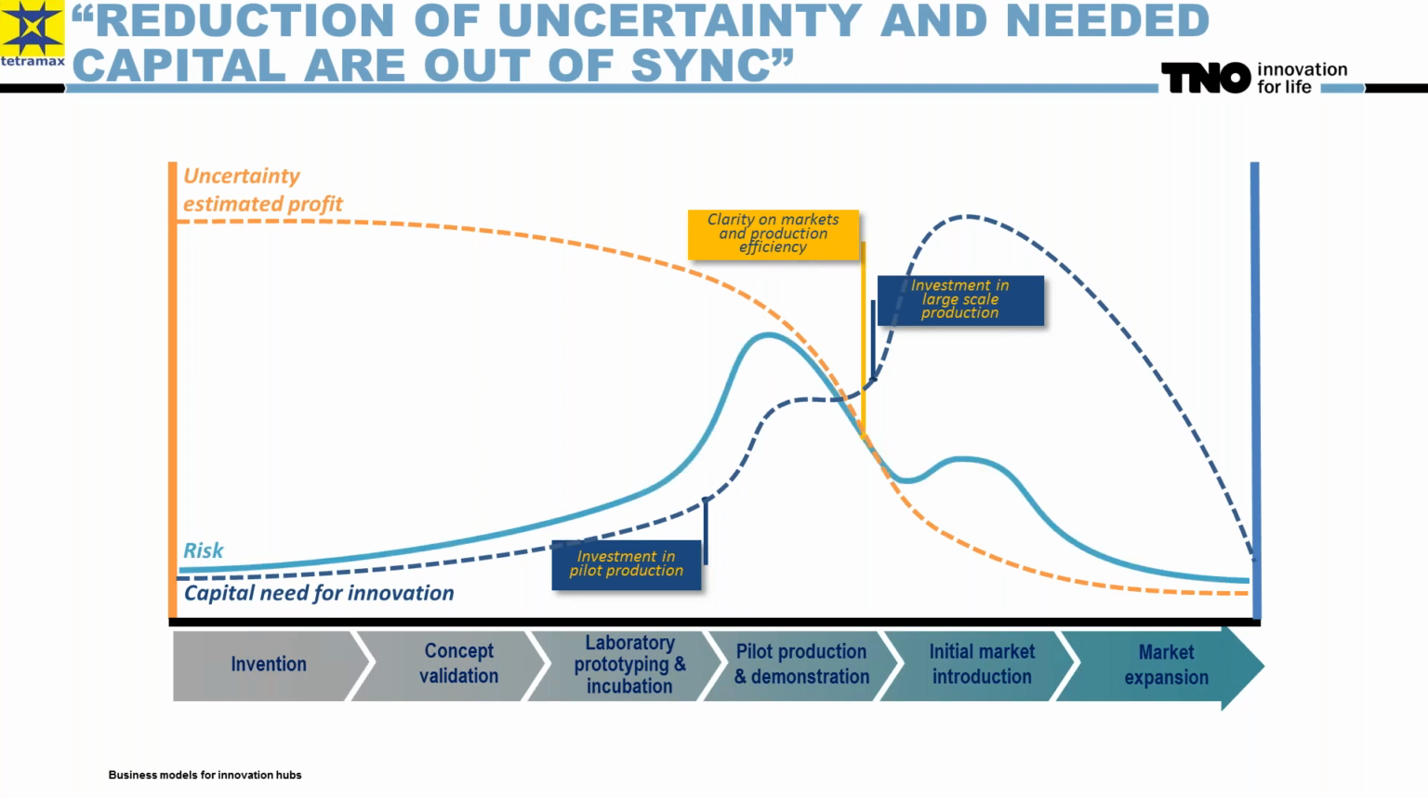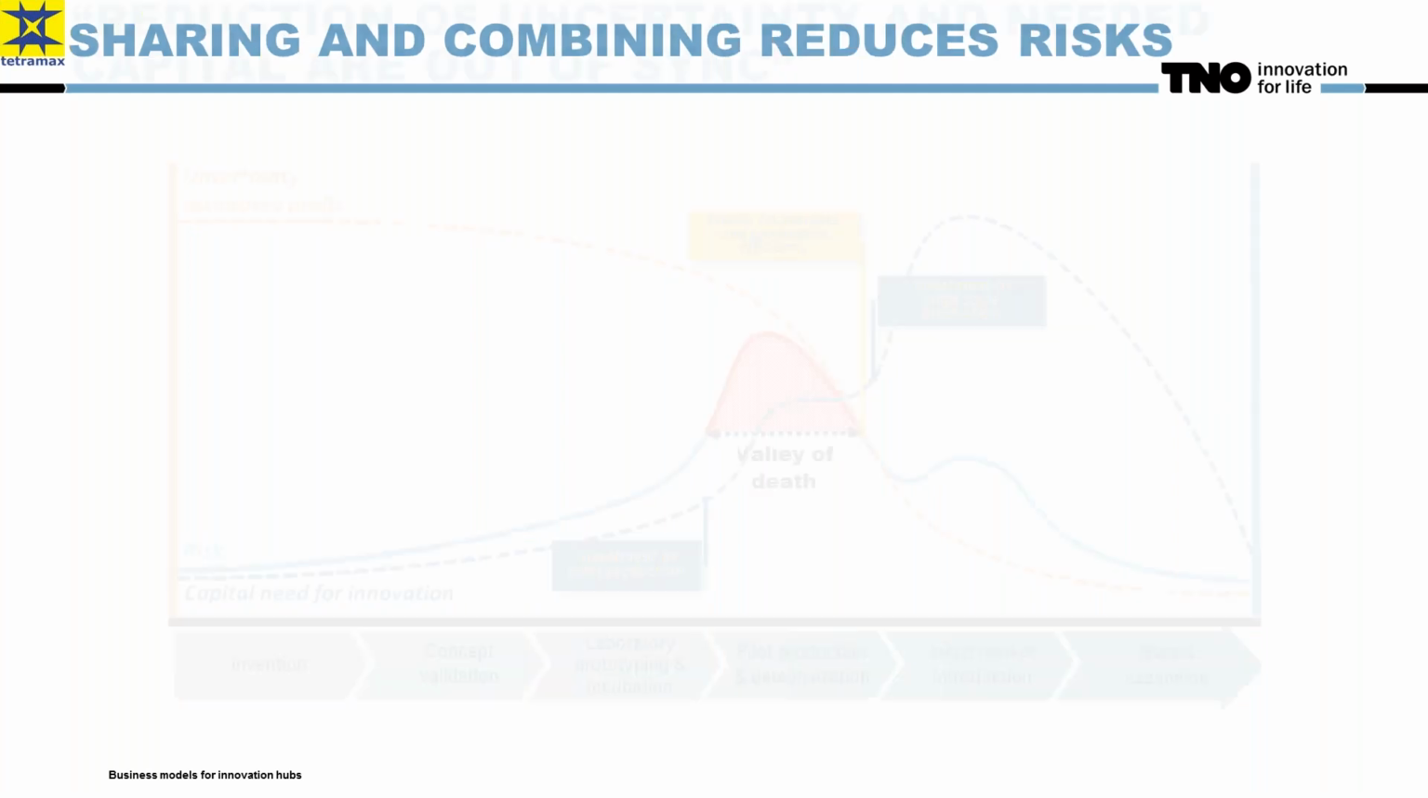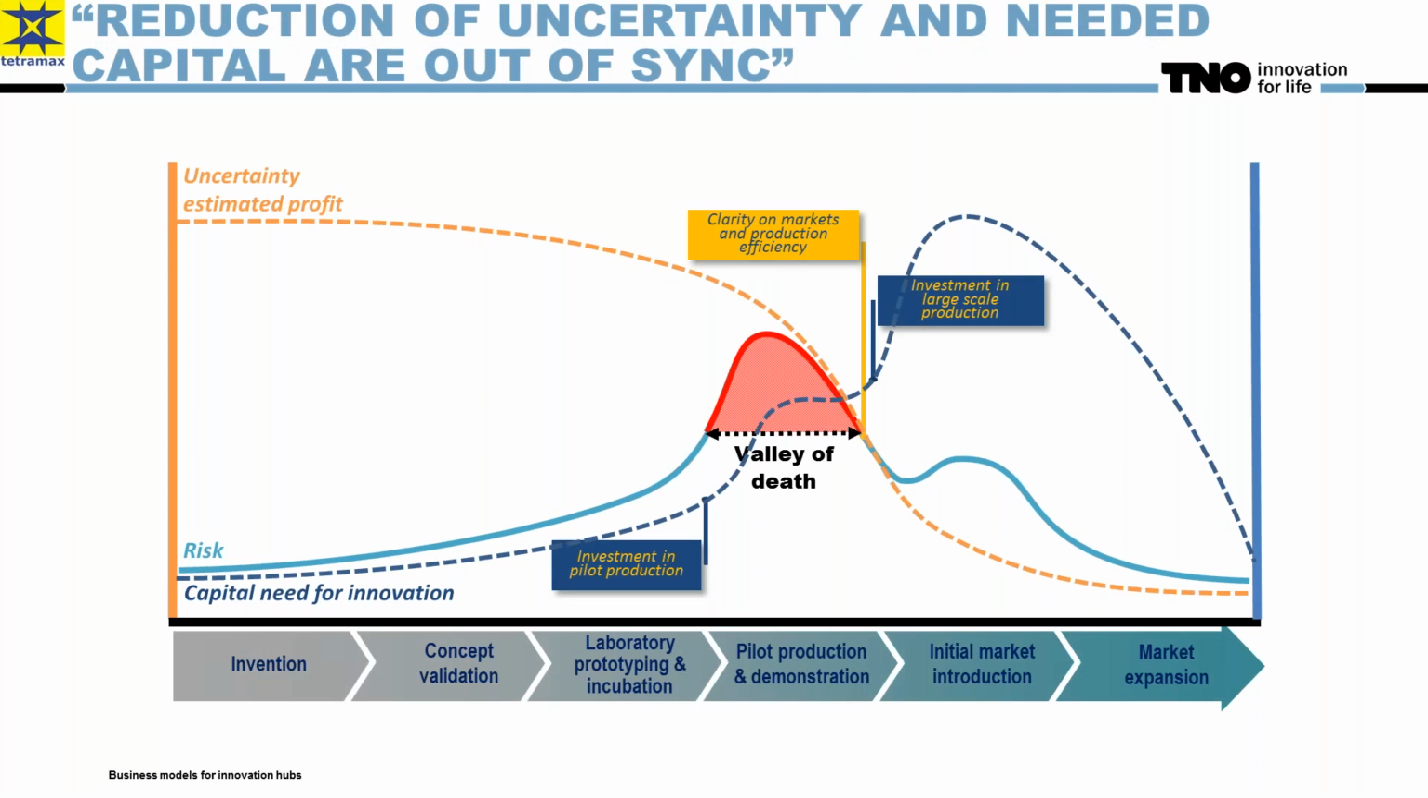But the problem is that the uncertainty of the estimated profit will only go down after pilot production and demonstration, while you need to invest before that. And having those two elements, uncertainty of estimated profit and the capital needs, that creates the valley of death. In that situation, you need to invest upfront, and the reduction of the risk comes after it. That's why it's unsynced: the uncertainty reduction and the needed capital are out of sync.